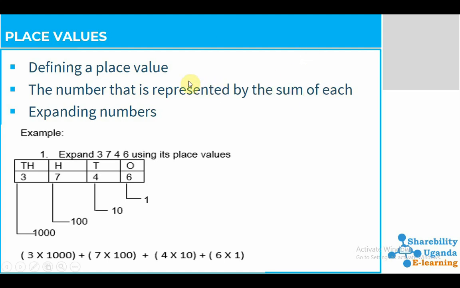That means we shall be dealing with numbers represented by the sum of each. So we have to understand what they mean when they are talking about these place values. From this word place value, that means they are numbers that we shall be placing and giving them a value. So here we shall be seeing expanding numbers, and we have been given our example.